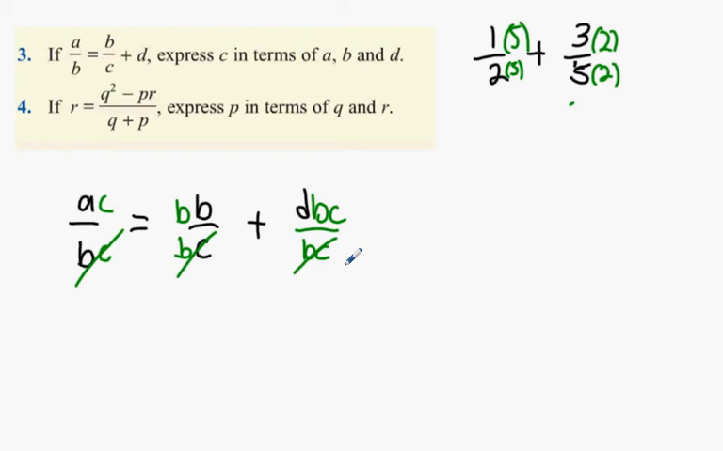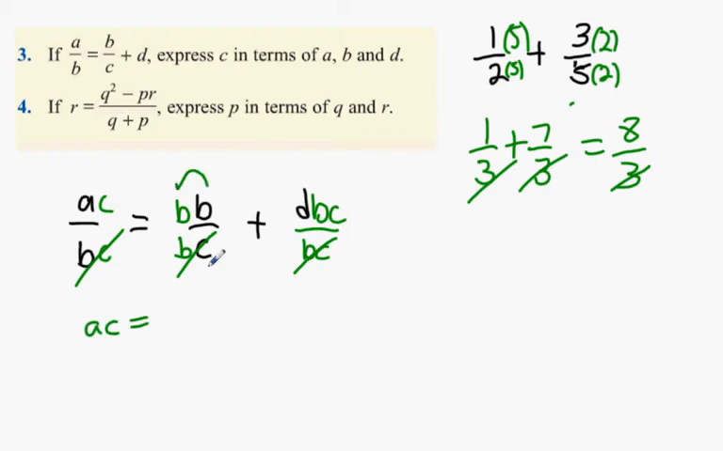It'll cancel because it's all the same thing. In the same way, a half plus a third plus 7/3 equals 8/3. See the way I can just get rid of the denominator and it maintains its balance. That's what we're doing here. We're just getting rid of the denominators because they're all the same. We're now going to get AC equals B squared plus, I'll do it in alphabetical order, BCD.